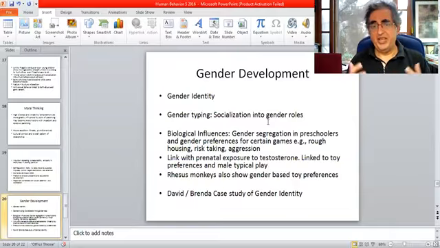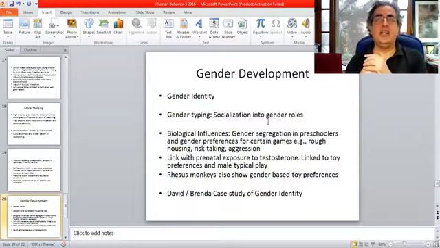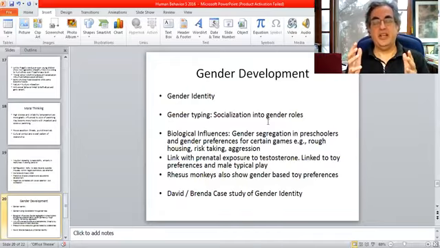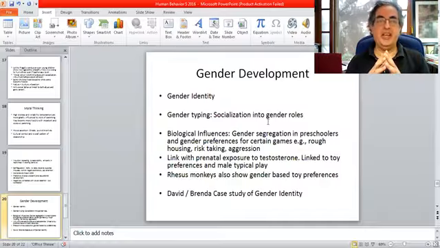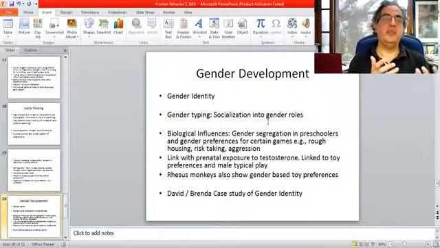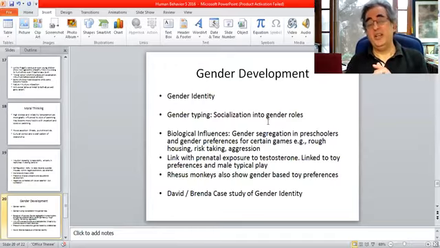Also, evidence for this being internal is a number of case studies. The famous one of David Brenda. David was genetically a male, XY, chromosomally. But due to an early accident near birth, his genitals were damaged and removed. And the parents decided to artificially create female genitals and to raise him as a female child.